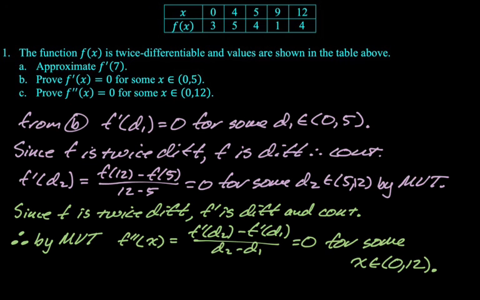So I'm going to finish this off by saying, therefore, by the mean value theorem, f double prime of x is equal to f prime of d2 minus f prime of d1 over d2 minus d1, which we know is equal to 0 because f prime of d2 is 0, f prime of d1 is 0. So we did it, I think. So for some x between 0 and 12, this is a really important work through.